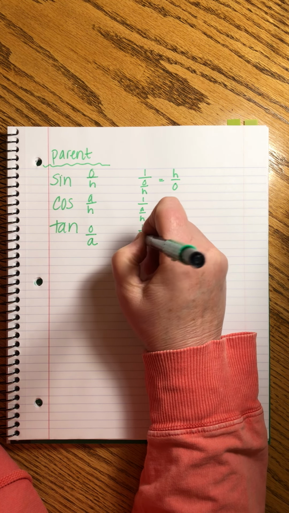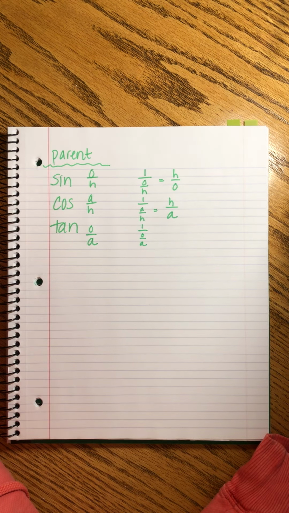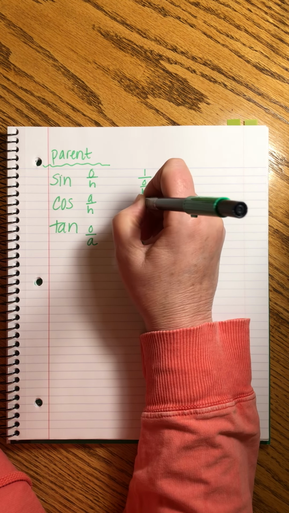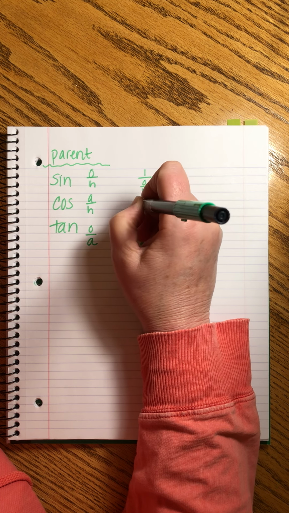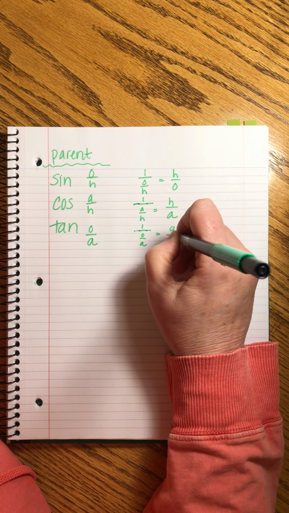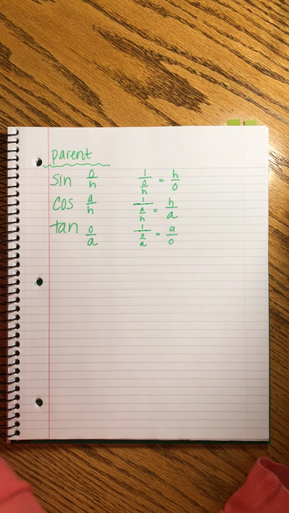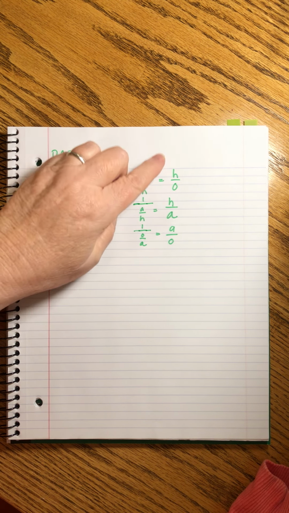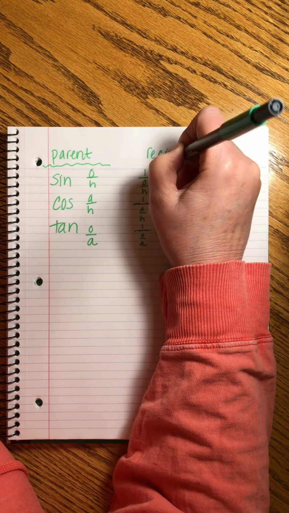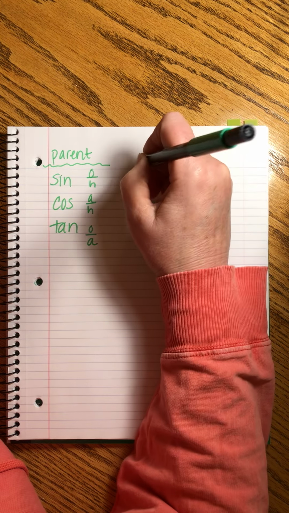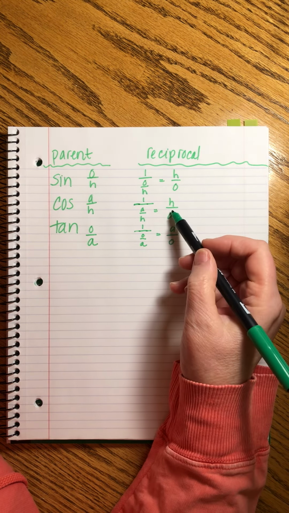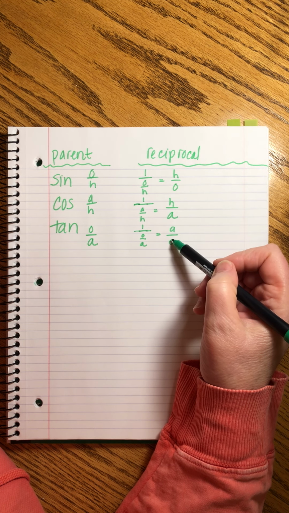1 over o over a, which, and let me make my lines just a little bigger so you can tell clearly which are the big lines. And then this one would be OA, okay? So these are what we call our reciprocal trig functions. Now, here's the reciprocal of sine, here's the reciprocal of cosine, here's the reciprocal of tangent.